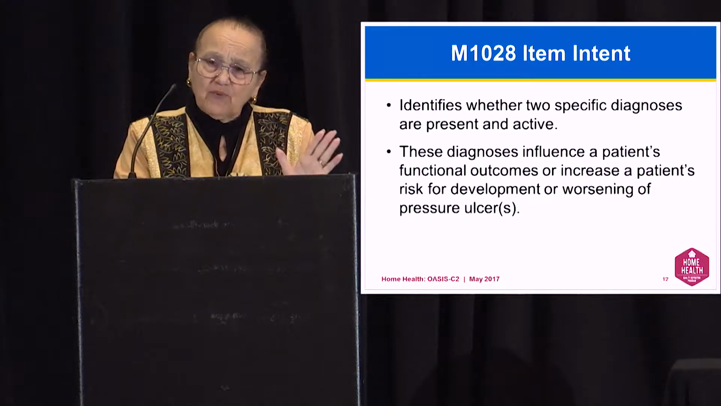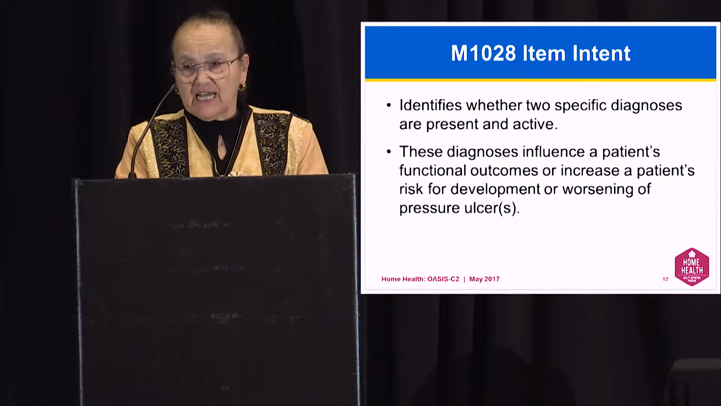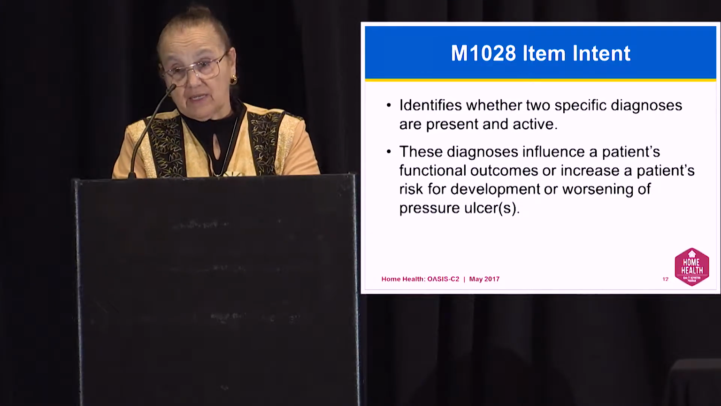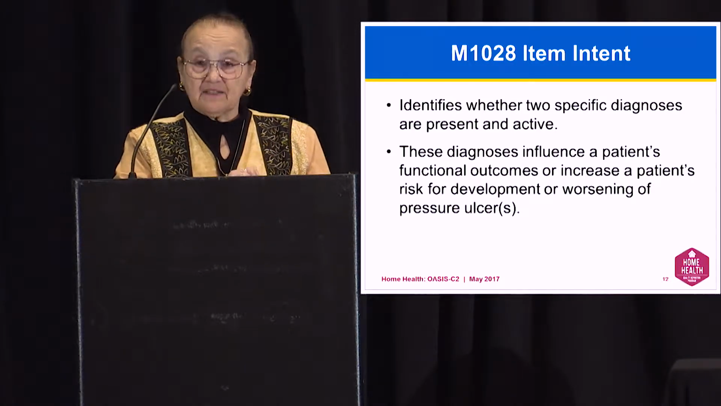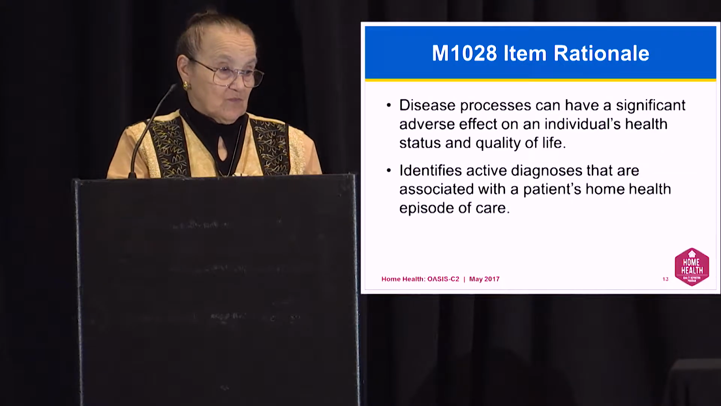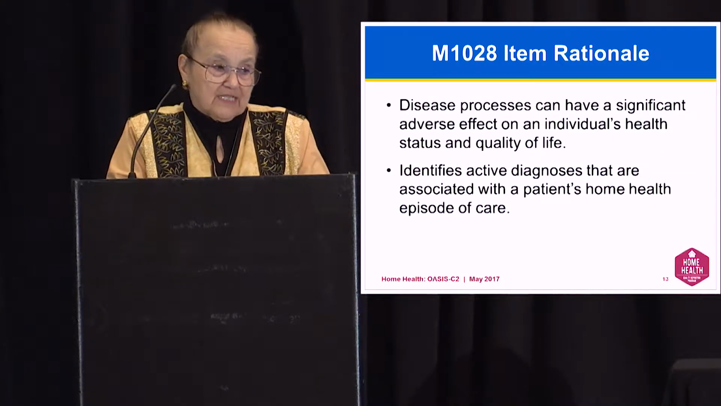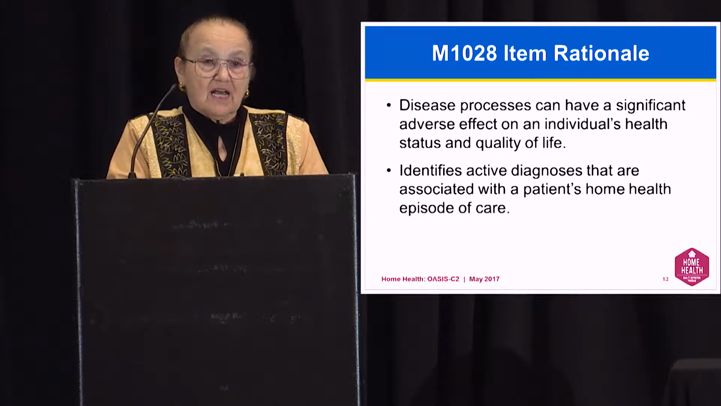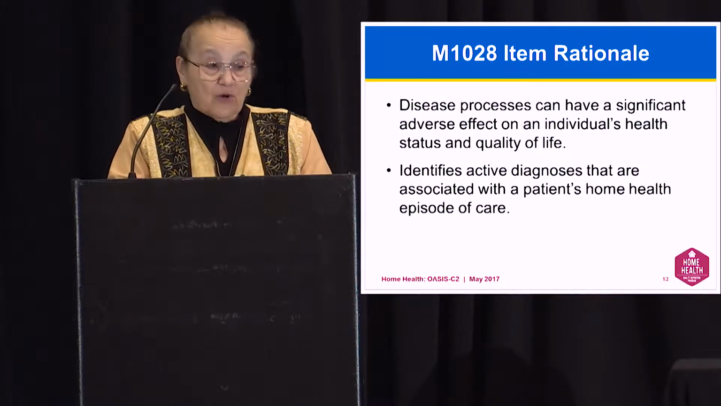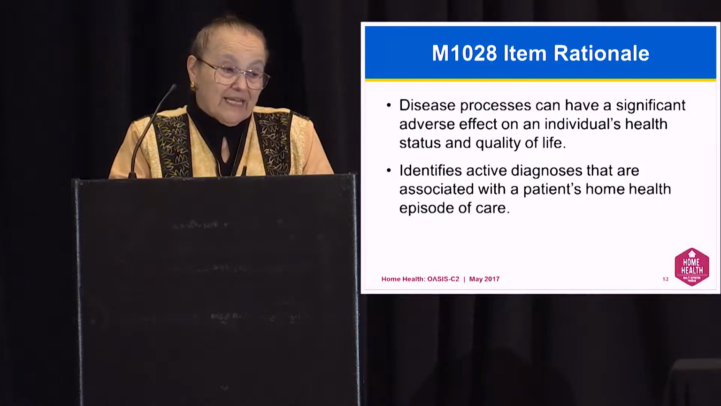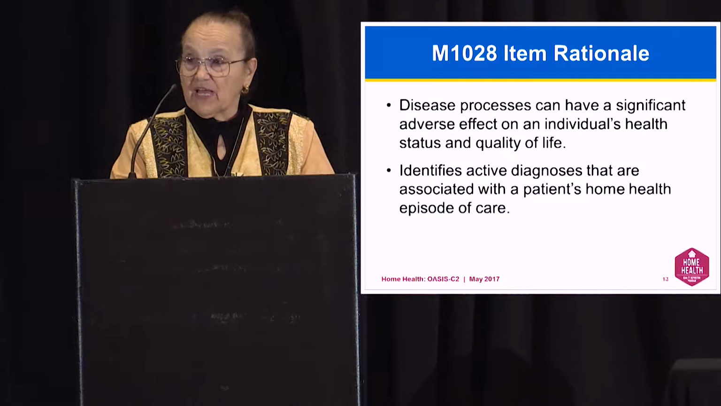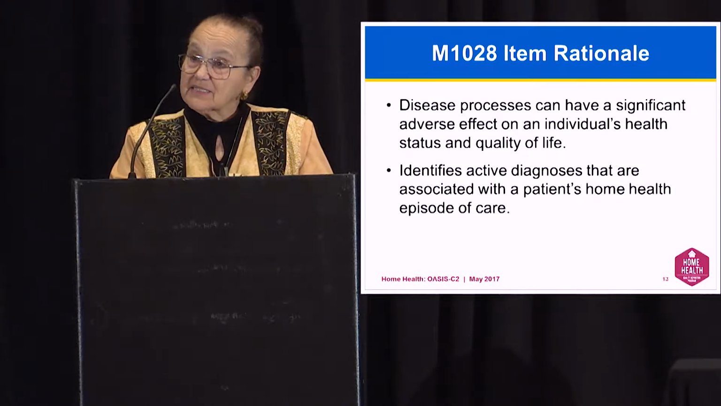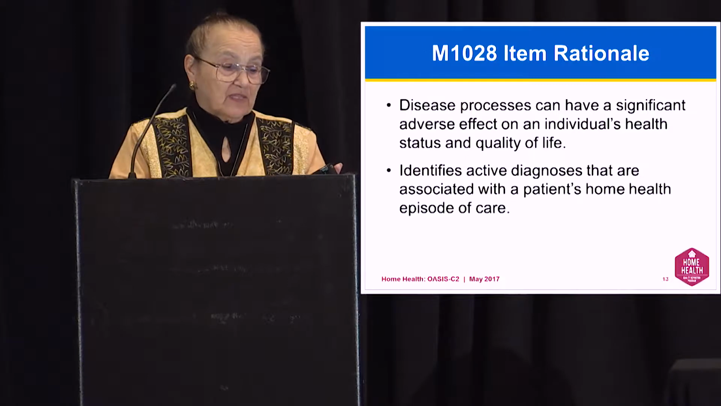Note that although the slide says 2 specific diagnoses, there are actually 3, because in the first box you have PVD and PAD, and in the second you have diabetes. We know that these disease processes can have a significant adverse effect on a person's health status and their quality of life. We need to know if these diagnoses are active and are they associated with the home health episode of care. Do they have an impact on the plan that your nurse is developing for this patient?